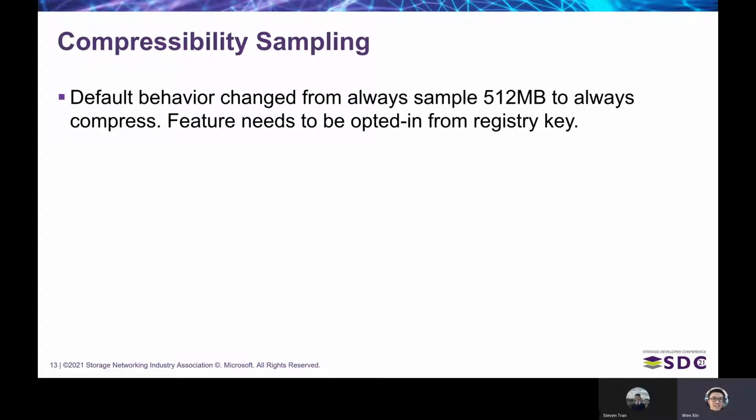Now, after collecting feedback, we decided to change this to always compress policy by default. And for those who really want the compressibility sampling feature, they can always opt in from the registry to specify the bytes that will be sampled, for example, 512 megabytes or 1 gig, 2 gig, and so on and so forth.